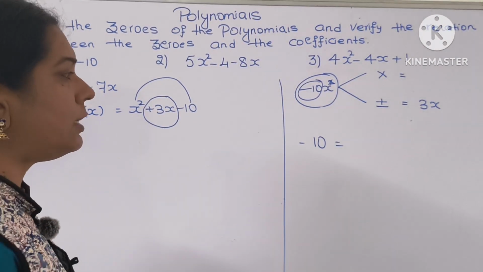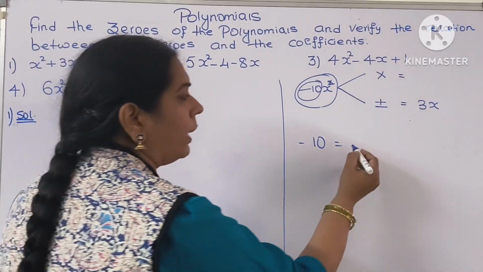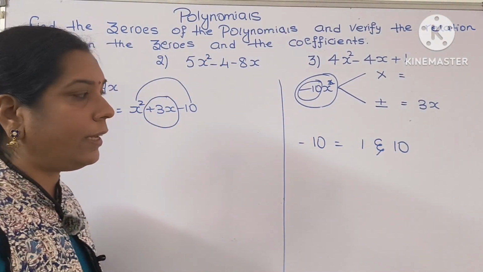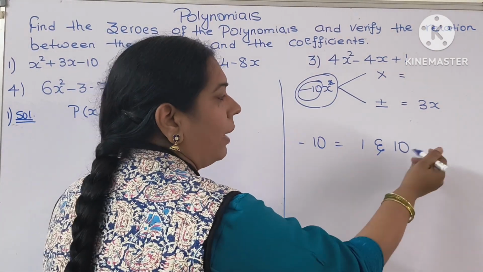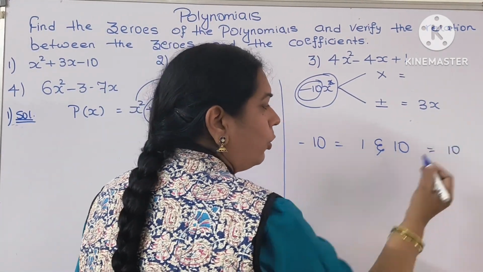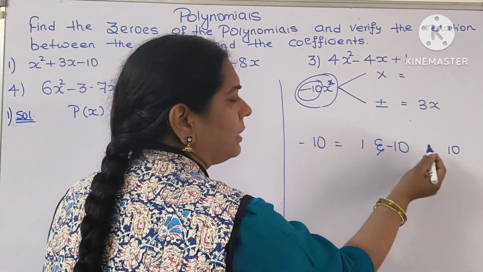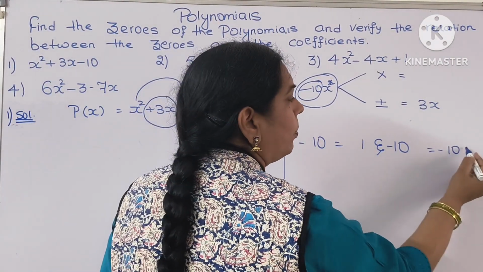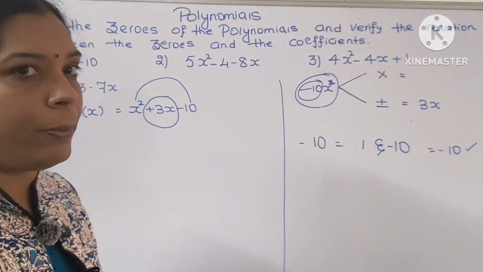Let us start with the first table. The factors of 10 are 1 and 10. Now, if I multiply them, I will get 10, no doubt. I can give a minus sign to either 1 or 10. I will get minus 10, no problem. So, multiplication generally will not be a problem.